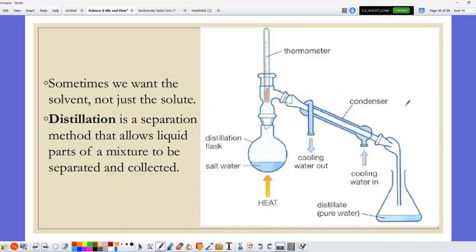Sometimes we want the solvent, not just the solute, so distillation is a good way to separate as well. Basically, you boil it off. Salt water, or a mixture of water and alcohol would work as well because they have different boiling points. In any case, it boils, goes up here, and then you have cool water going in and out, so that's your condenser, and then you can collect that at the end. I will try and set up a distillation as a demo. We don't have enough to do it as a lab.